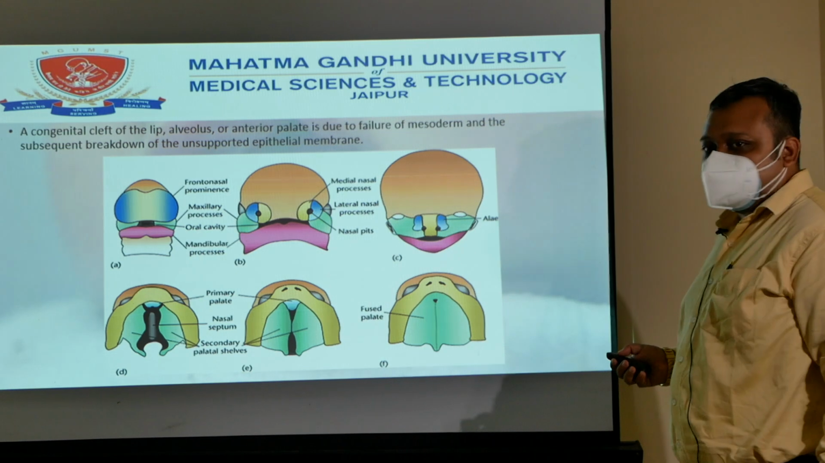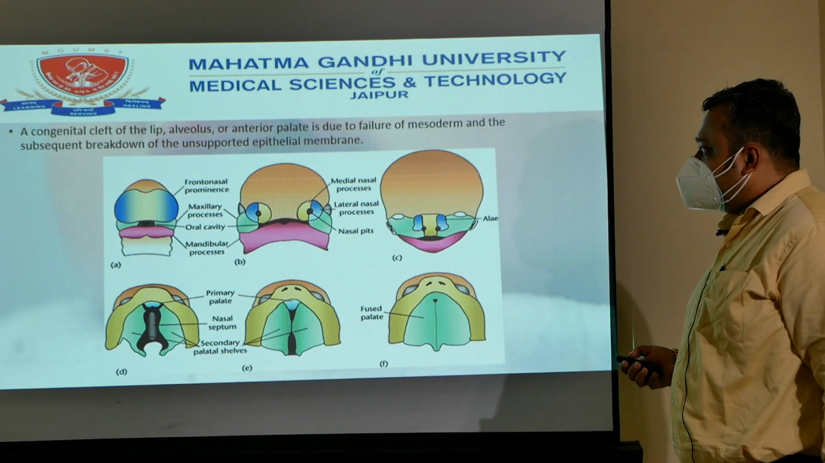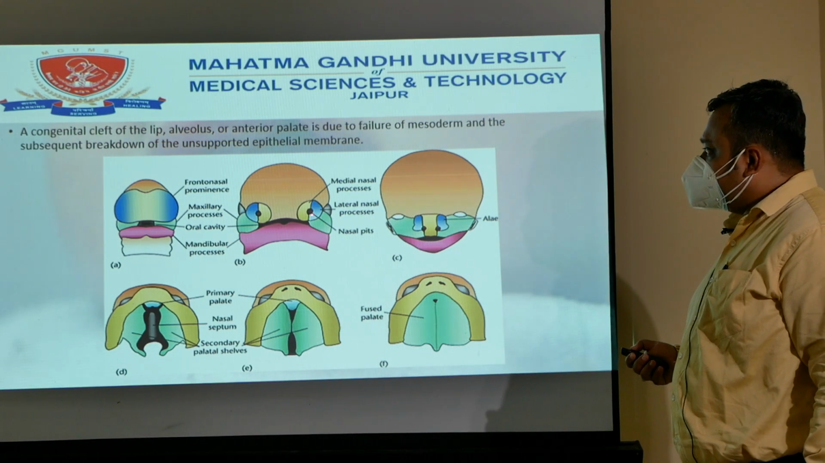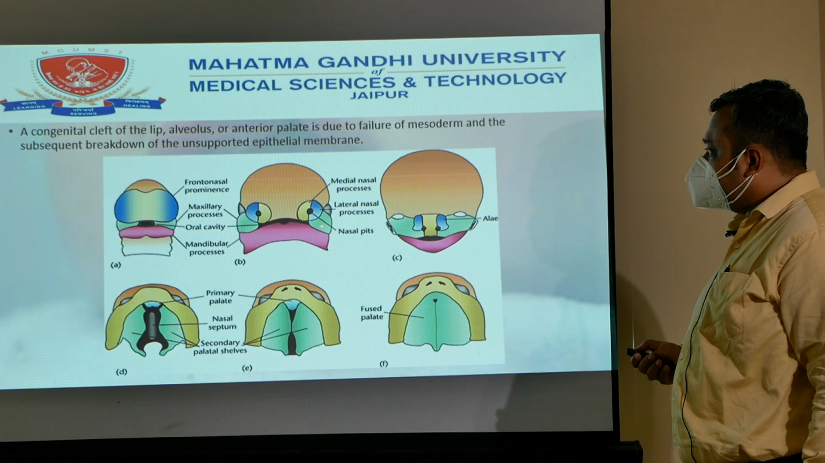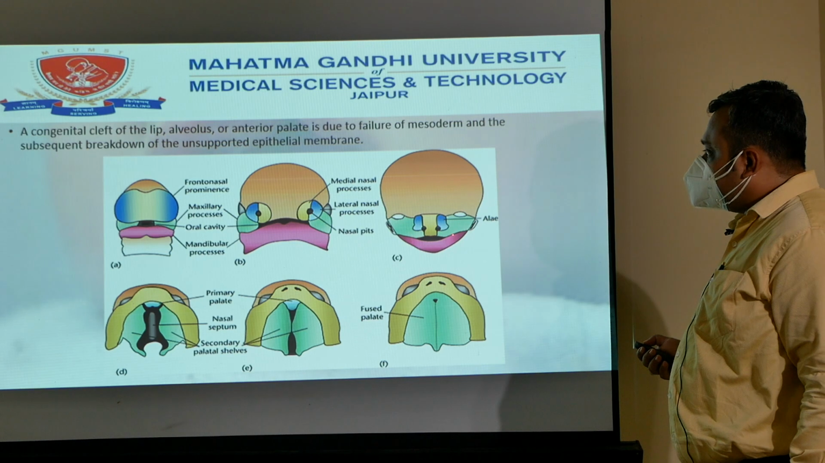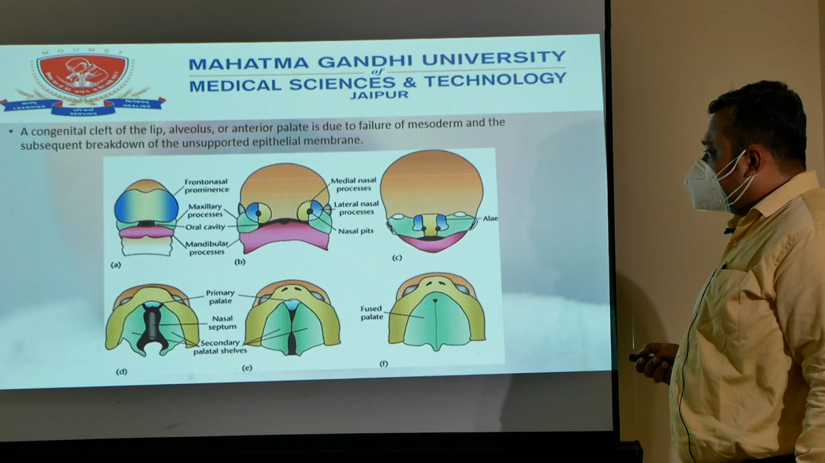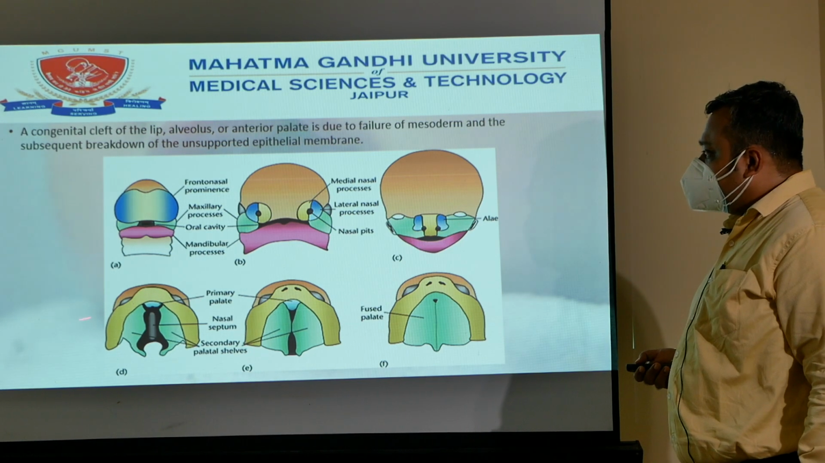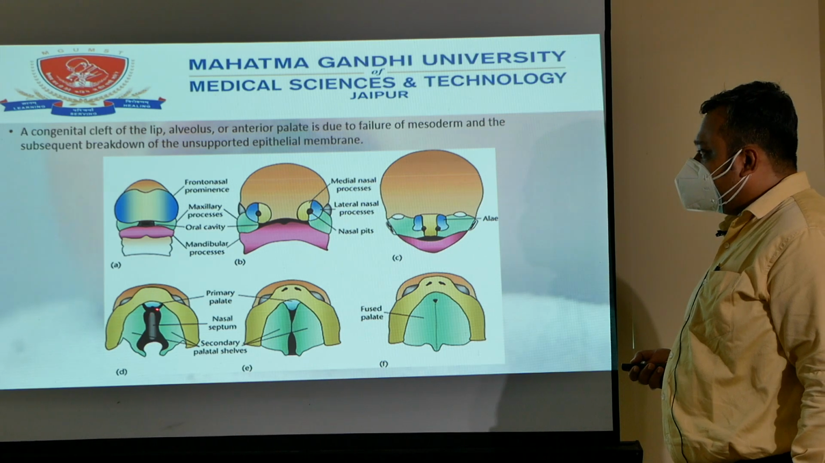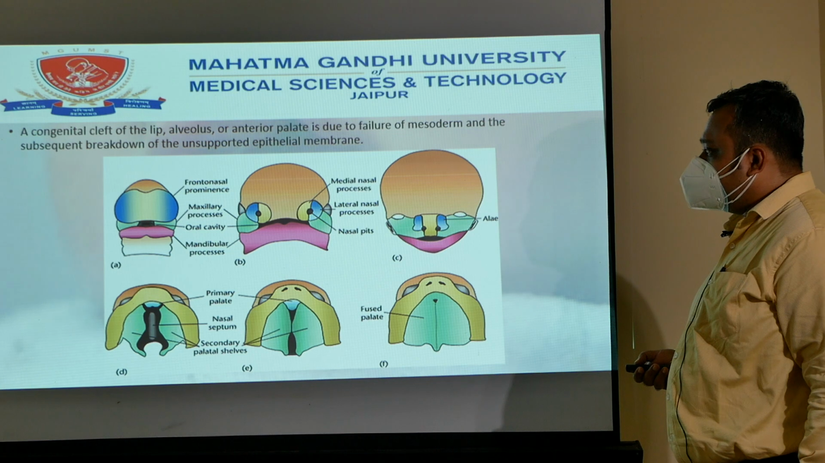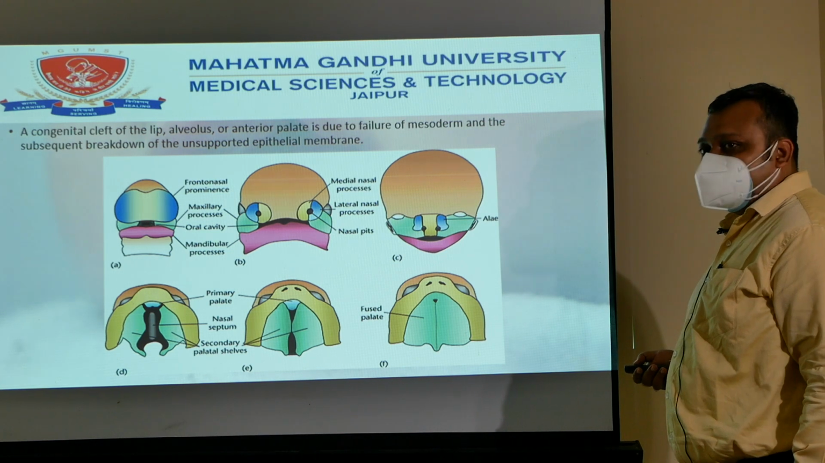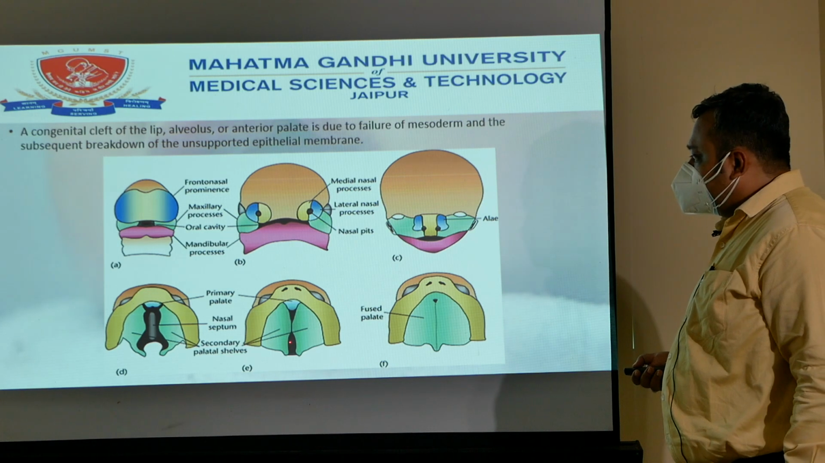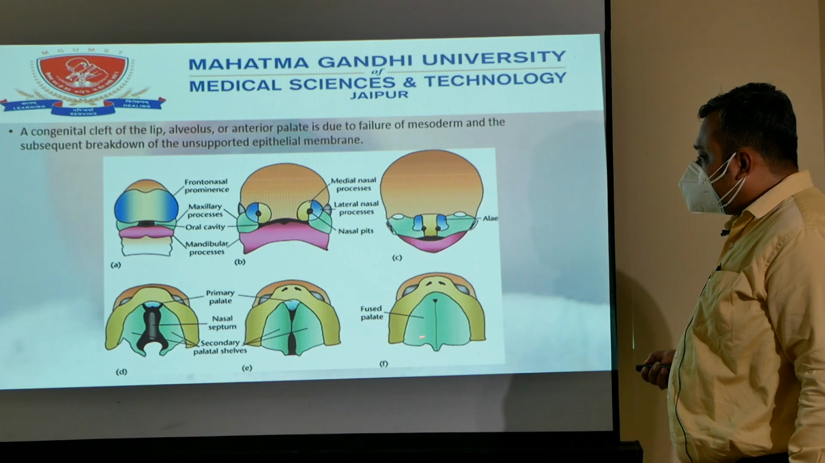So this is the picture showing the development of the palate. As you can see, this is the medial nasal process and these are the maxillary processes. The maxillary processes approach each other in the median and finally they fuse together. But in cleft lip or palate, what happens is that the primary palate is formed and both palatal shelves are formed, but because they are not able to fuse in between, it leads to cleft palate. This is the finally fused palate which is seen.